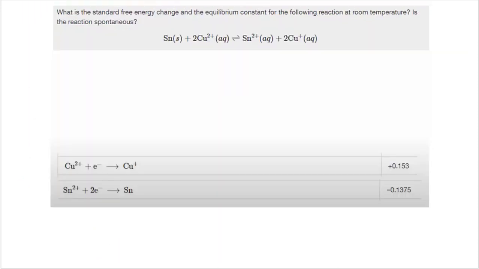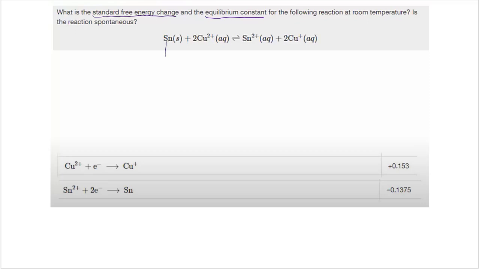All right, this is the last example. I know this has been a really long lesson. I want to give you a second to think about it. This is just set up like the other problem. What is the standard free energy change and the equilibrium constant? And I want to know Ecell for the following reaction at room temperature. Is it spontaneous? So take a second, figure out what's being oxidized, what's being reduced. How do I figure out that cathode and anode? See if you can get from one unit to the other and then check back.